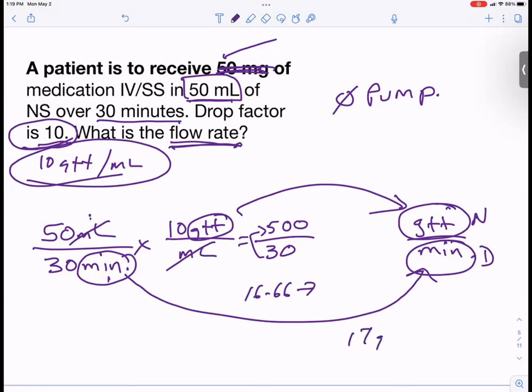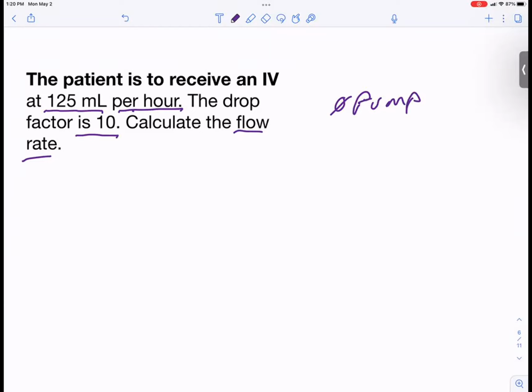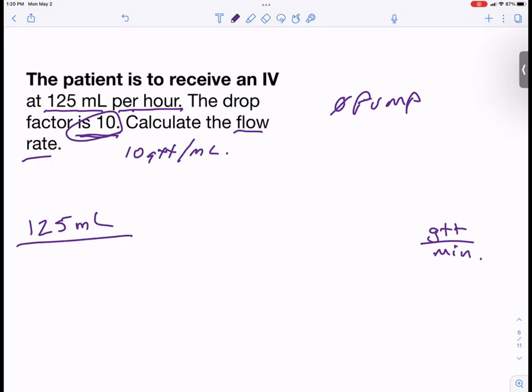Again, what's missing? There's no pump available. No pump in my problem, and they gave me a drop factor. And a drop factor of 10 means 10 drops per milliliter. So I start my problem. I know I'm solving for drops per minute. So I'm getting 125 milliliters, that's my volume, over my time. Well, it's per hour, so it's per 1 hour.